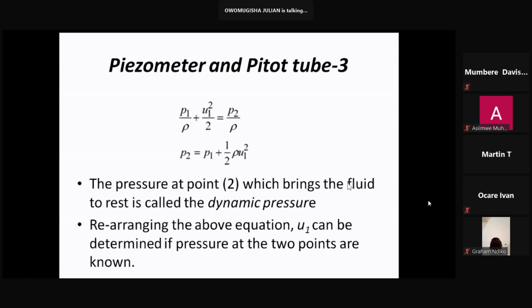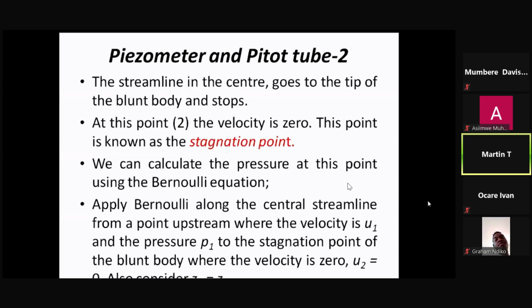Yes. So if you've written that, P1 over rho G plus V1 squared over 2G plus Z1 is equal to P2 over rho G plus V2 squared over 2G plus Z2. Now, notice that point 1 and point 2 on the streamline are at the same elevation. So we can cross out Z1 and Z2 since they are at the same elevation.